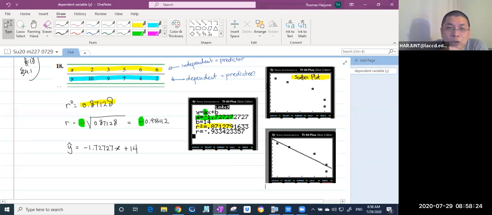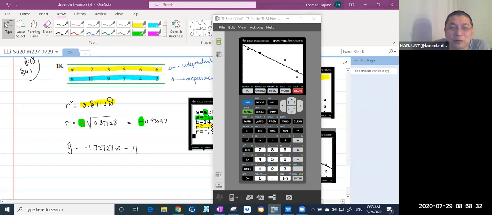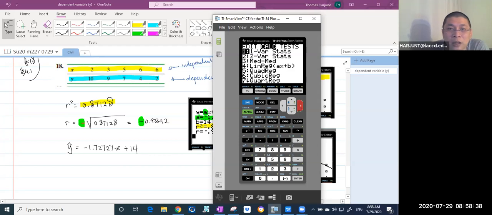Stat, calc, linear regression, store RegEQ, Y1. Oh wow, that's long. Thank you, Lydia. Let me try to follow what you say. So I go to stat, calculate, linear regression. Oh, the one underneath. So this is the one that I actually prefer. The B is with the coefficient, while this one is the A with the coefficient. Okay, the one I did earlier.